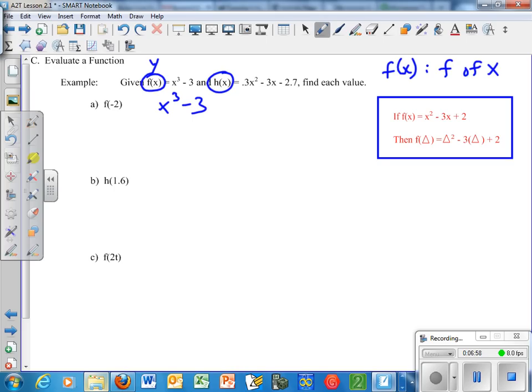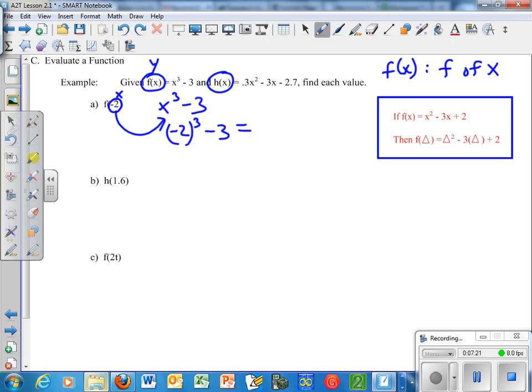That's the function we're dealing with. So basically this means I want to plug negative 2 into that function for x. I only have the x there where the cube is. So I have negative 2 cubed and then minus 3. So you plug the value in and now it becomes evaluation of order of operations.